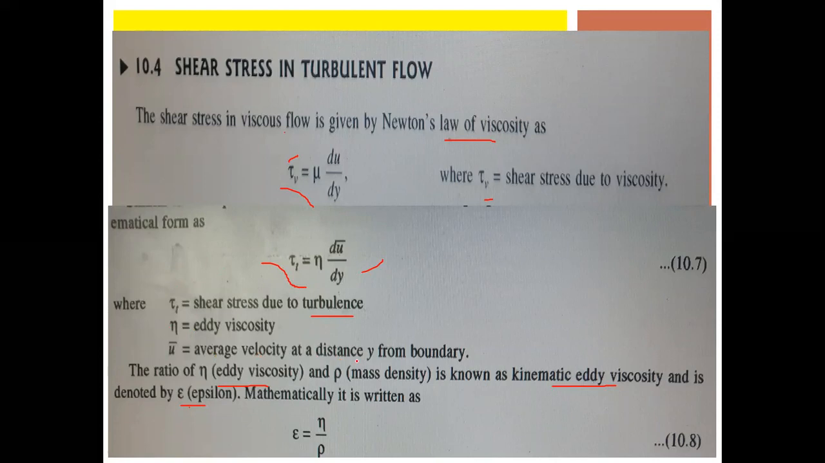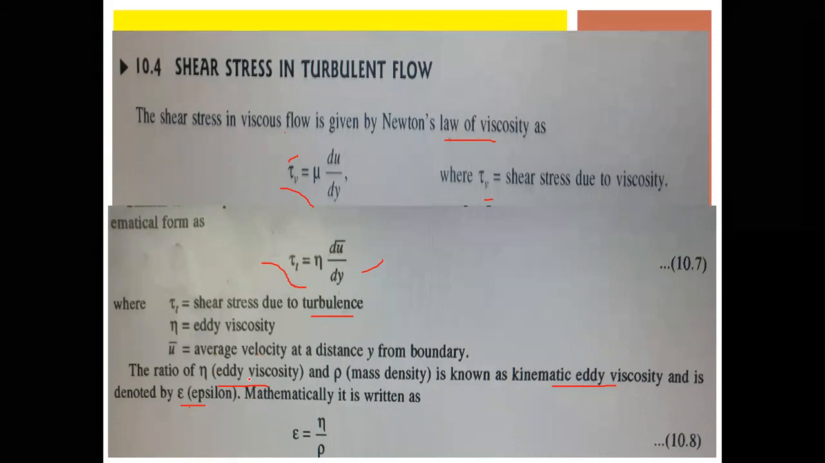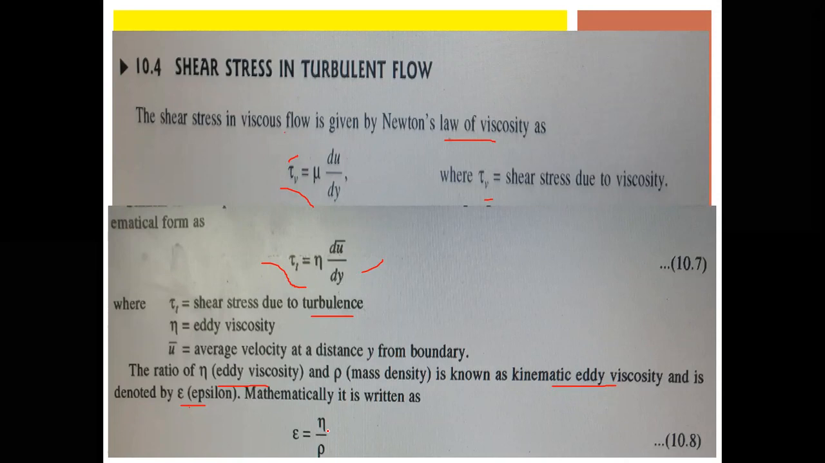Therefore, taking the ratio of eddy viscosity and mass density, it can be denoted as epsilon, nothing but kinematic eddy viscosity. Therefore kinematic eddy viscosity is equal to eddy viscosity divided by mass density. So this can be written as epsilon. Epsilon is a name we are giving. Epsilon is equal to eddy viscosity divided by mass density.